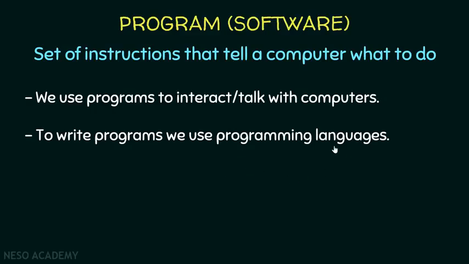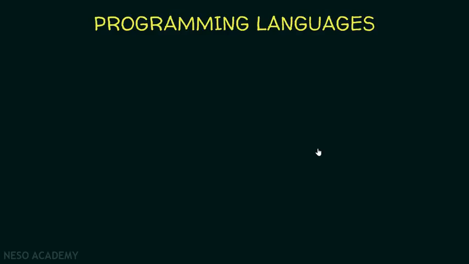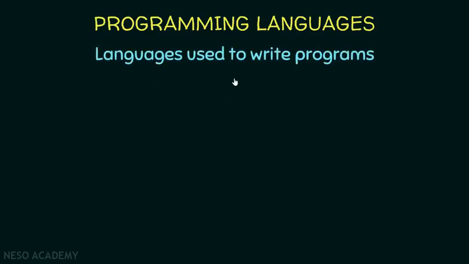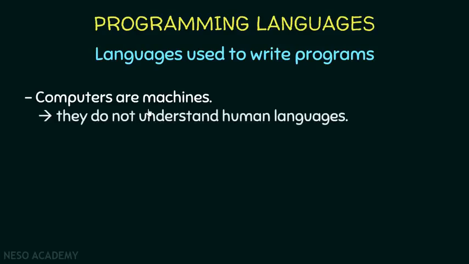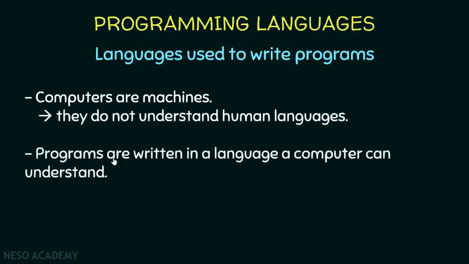So let's talk about programming languages. Basically, they are languages that are used to write programs. As you know, computers are machines, and they do not understand human language. So programs are written in a language that a computer can understand, which is a programming language. To be able to interact with a computer, we should write programs using a language that a computer can understand, which is a programming language.